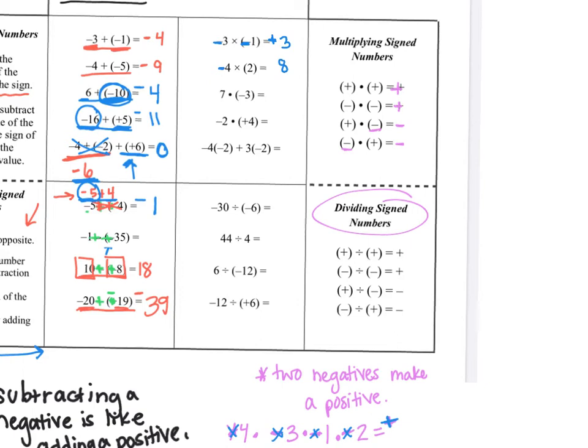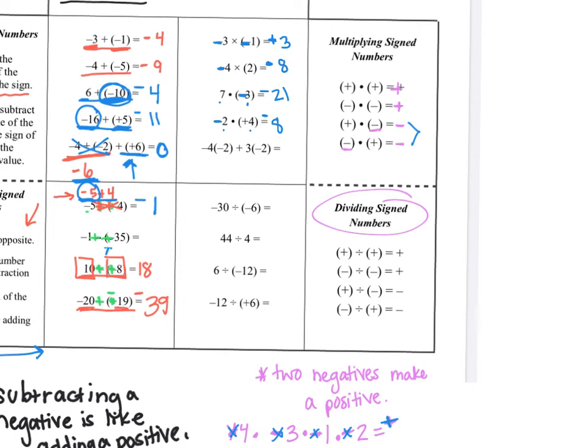Let's try my next problem now. 4 times 2 is 8. 1 negative, my answer is negative. 7 times 3 is 21. 1 negative, my answer is negative, just like I showed you here. 2 times 4 is 8. 1 negative, my answer is negative.